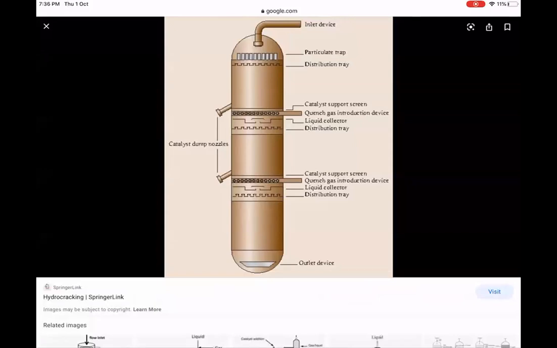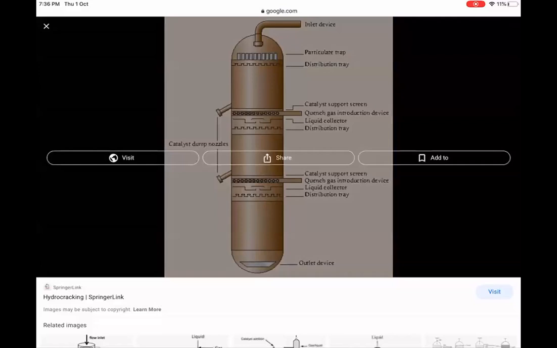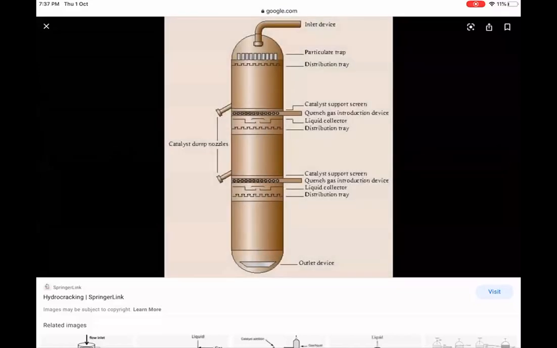So you have the quench nozzles also. These quench nozzles are there, quench gas. You see this quench gas introduced and designed. This is where you inject the hydrogen. So that is where I showed you how you inject hydrogen in the middle of the reactor.